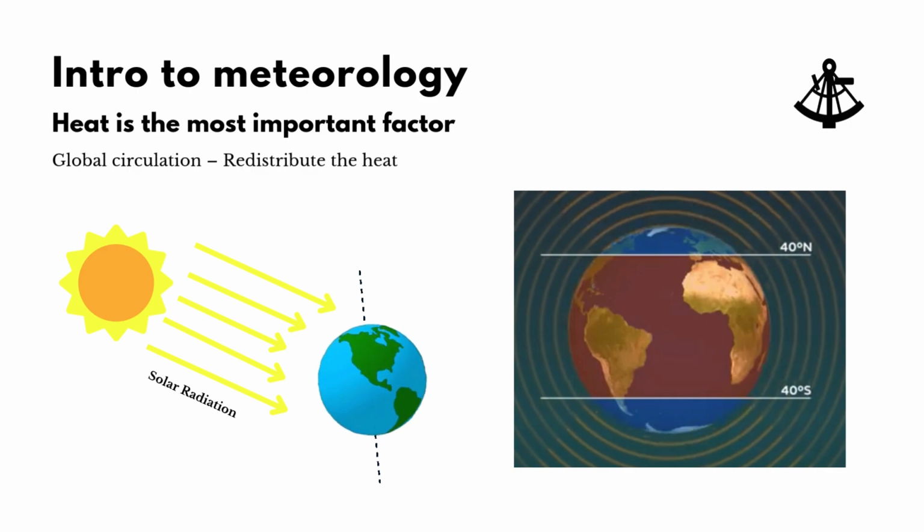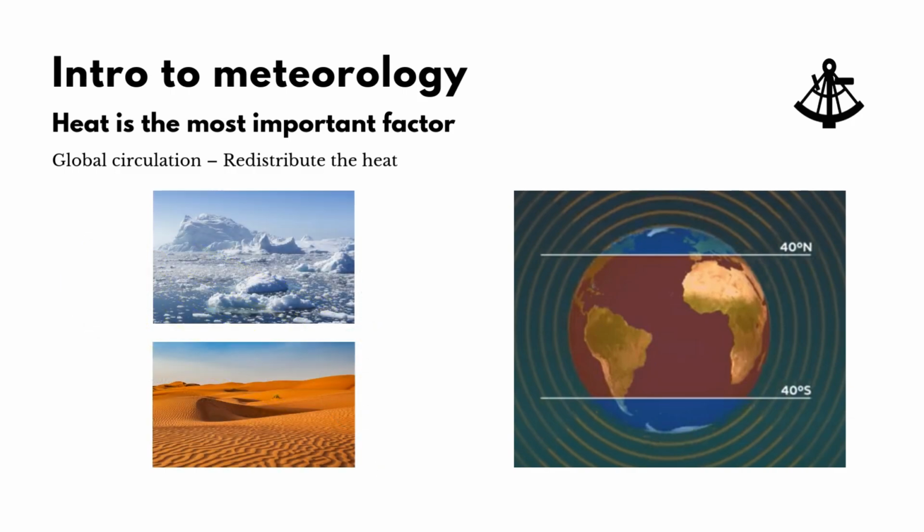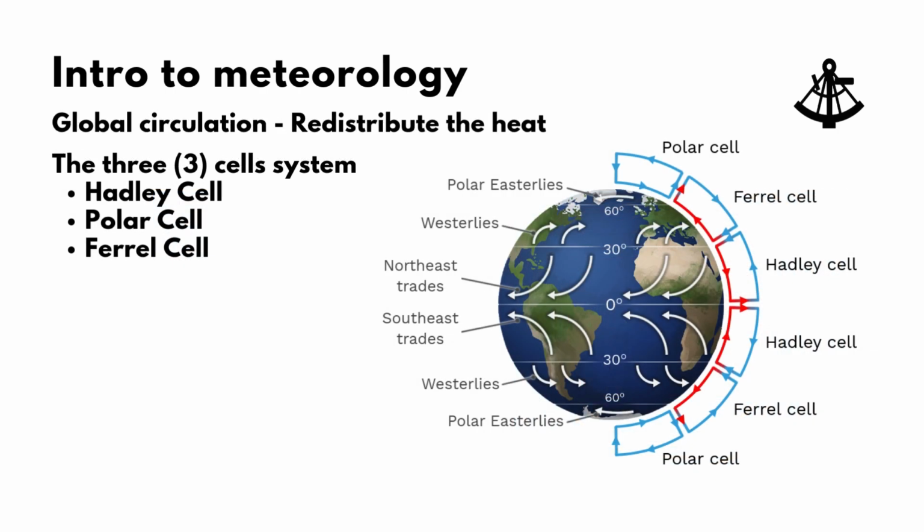So our weather system is actually like a big AC unit, taking the heat from the hot areas around the equator to the poles. If we didn't have the weather systems and the winds, the poles would get so cold that nothing could live there. And equally, the areas around the equator would be so hot that nothing could live there too. The purpose of global circulation is to redistribute the heat.